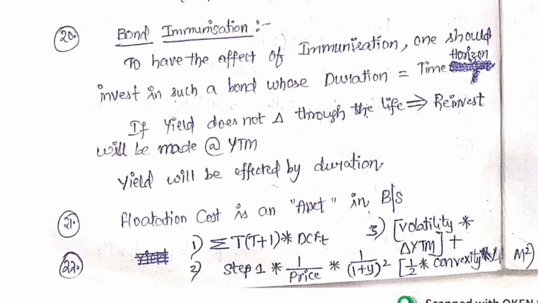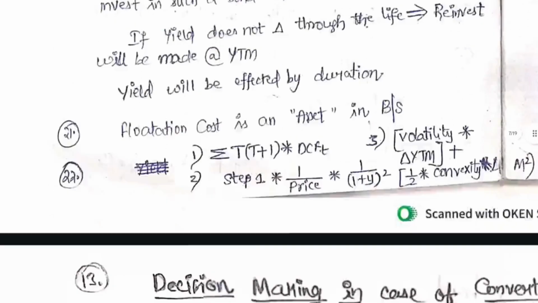Three steps are involved. Step 1: summation of T into (T plus 1) into discounted cash flows for T years. Second step: step 1 divided by price into (1 plus Y) whole square. Third step: volatility into change in YTM plus half into convexity into change in YTM square.